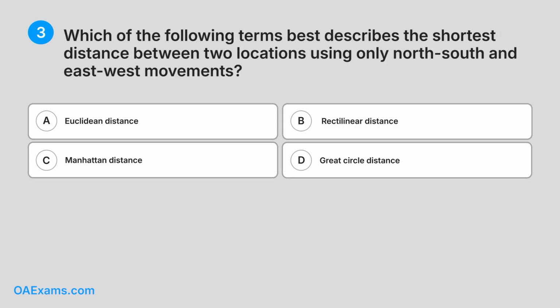Which of the following terms best describes the shortest distance between two locations using only north-south and east-west movements? A. Euclidean distance. B. Rectilinear distance. C. Manhattan distance. D. Great Circle distance. Do you know the answer?